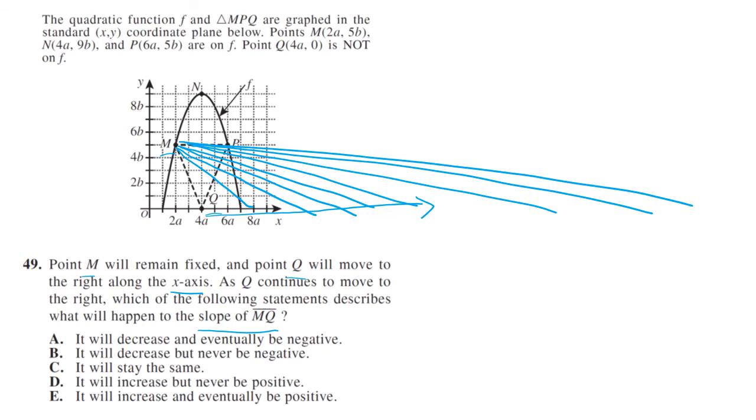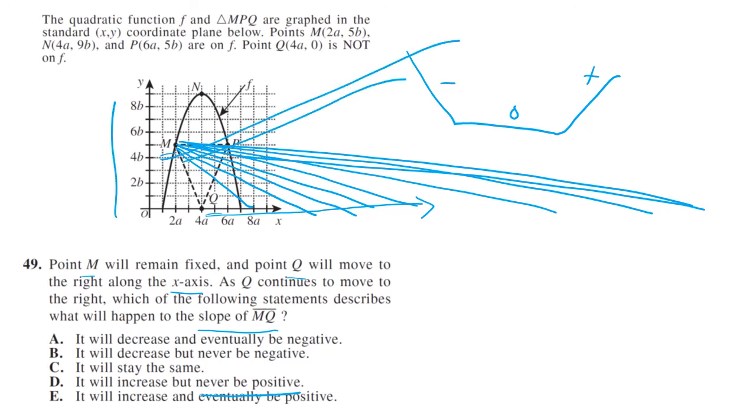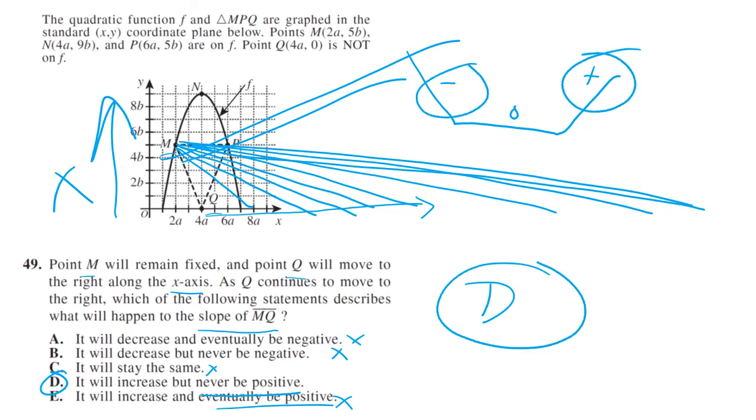Well, it's already a negative slope, right? So negative, no slope, positive, negative, no slope, positive. So it's already negative. It will never be positive, right? No matter how far we go, it will never start going this direction because Q is not moving up. So eventually be positive? No. Never be negative? It's already negative. It will stay the same? Definitely not. So it has to be D. That's just a concept question of what's positive and negative slope and what's happening to it.